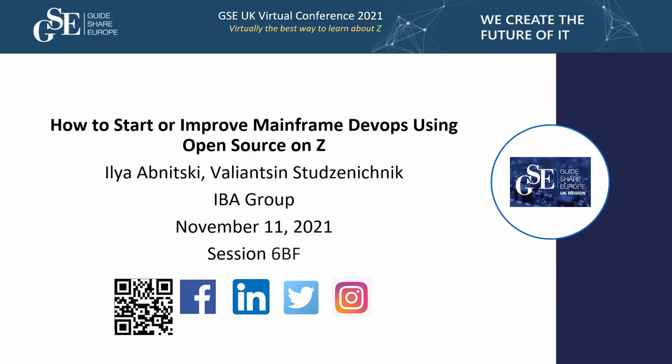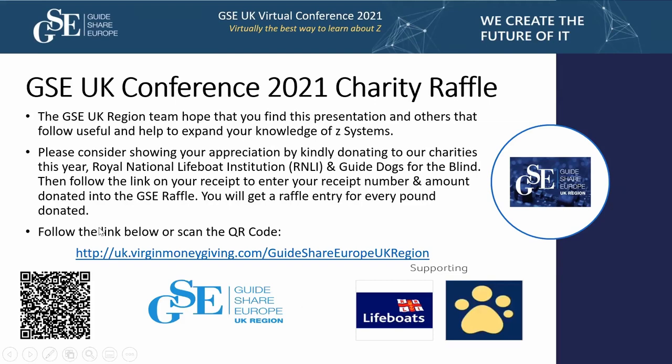Thanks, Lena. I hope you can hear me well. Hello, everyone. My name is Ilya. I'm from IBA Group, and I work as a DevOps engineer, mainly engaged in the creation of automated Jenkins pipelines and creating integration of different tools and services with each other.